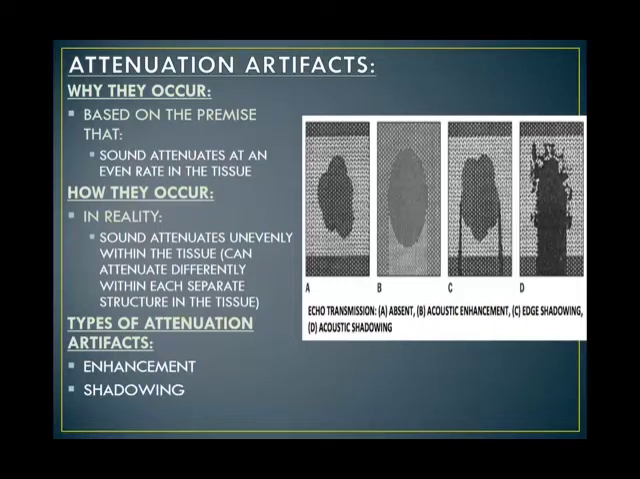So in this case, there's no attenuation artifact below the mass, where here it's brighter below it, which is enhancement, where here it's probably a combination of enhancement and also this edge shadowing, and then here is shadowing. So these are all the different ways that we can see this.